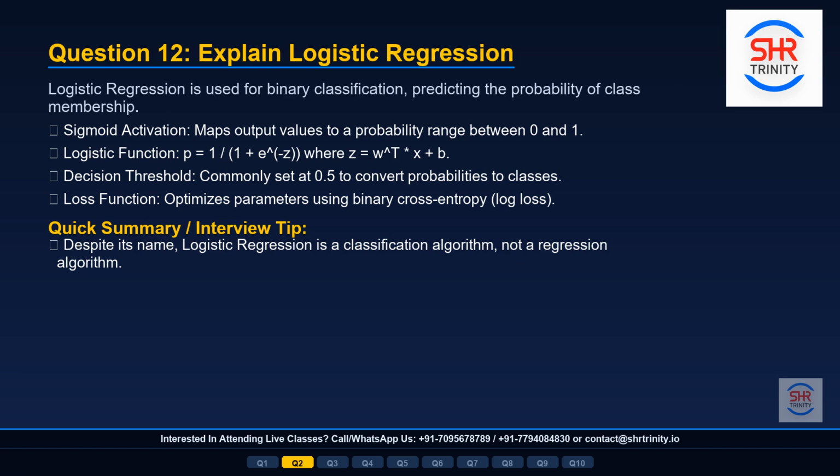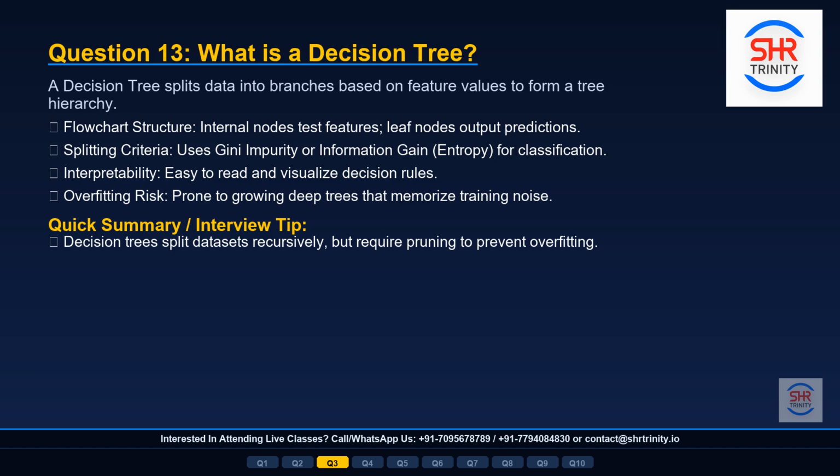To optimize the weights, the model does not use ordinary least squares. Instead, it minimizes the binary cross-entropy loss, also known as log loss, using gradient descent. Question 13. What is a decision tree?